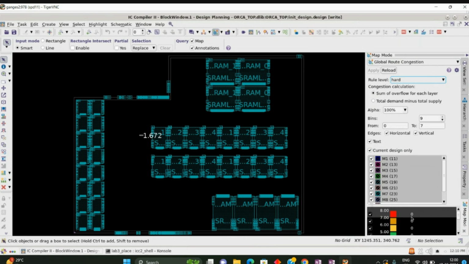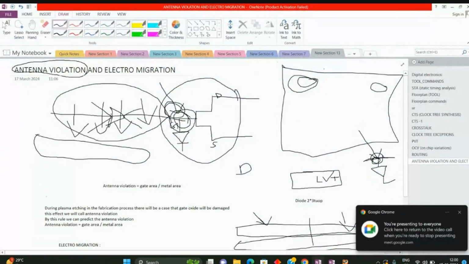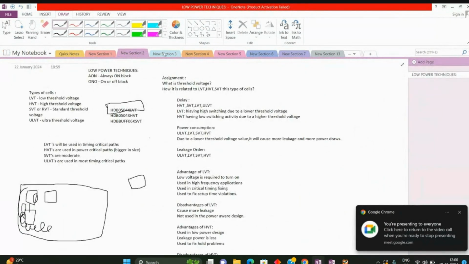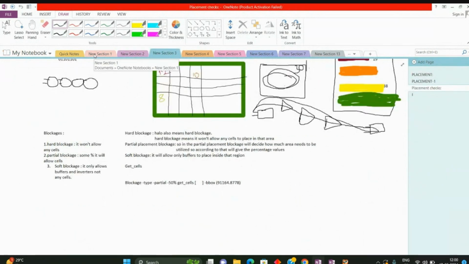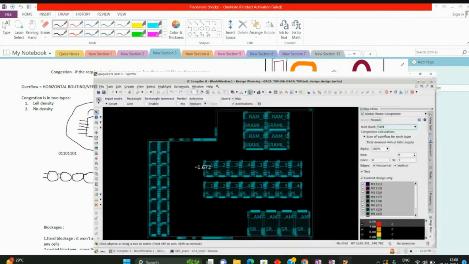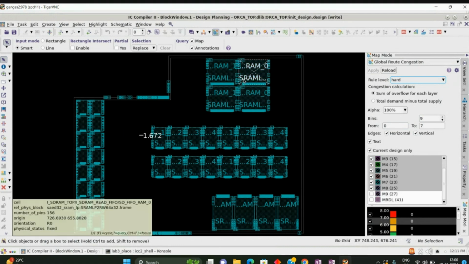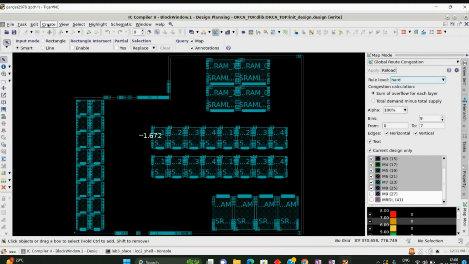Here it will be presented. I already explained where we discussed the place. Here we discussed the congestion, no? These colors will be there and the numbers will be presented like that. Same like that it will be there, but you have zero congestion in your design. But still you can try with the placement blockages and all, okay?